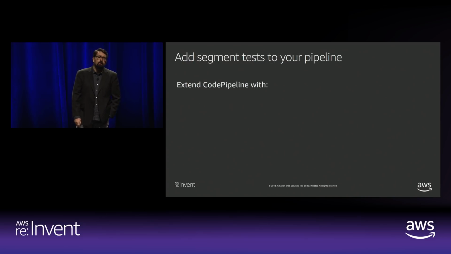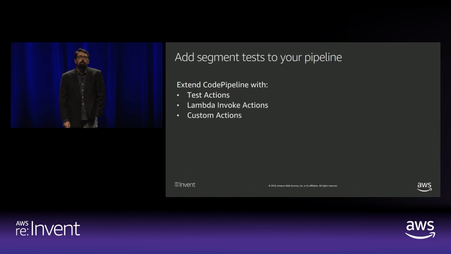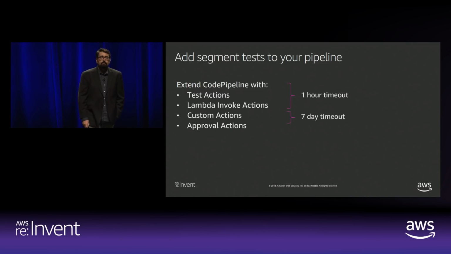And the way we extend CodePipeline to be able to accomplish this is we've got various types of actions. And this is the same in other solutions as well. But the idea is some of this stuff only works for 1 hour. So test actions, Lambda invoke actions, and custom actions have a 1 hour timeout. And the reality is some of your testing may take hours. It could take a day or more. I've seen some companies that have actually had two days of build processes and testing. And so for that, we recommend you use approval actions, which have a 7-day timeout.